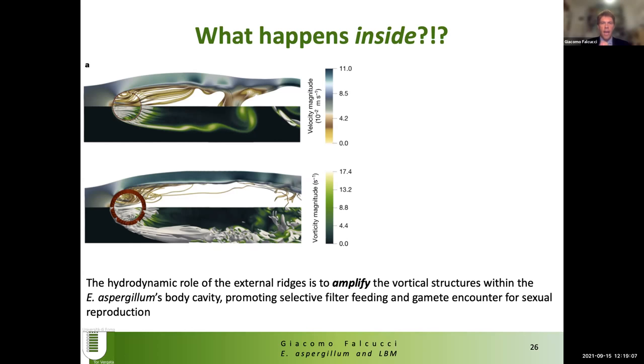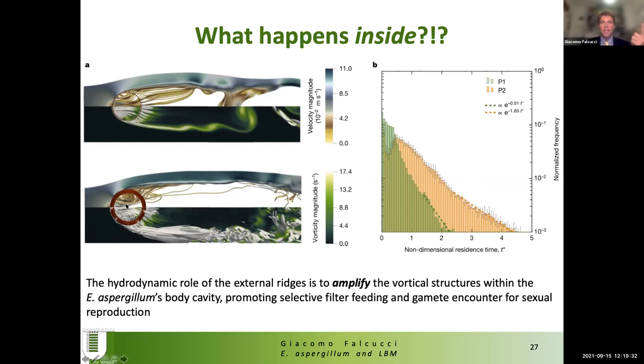So these ridges must have a hydrodynamic function as well, which, as we saw by measuring the vorticity, the helicity, and the Q values inside the body cavity of this sponge, is to amplify the vortical structures inside the body cavity in order to do what? To increase the residence time of the flow inside the body cavity. And this is a purely biological benefit, because increasing the residence time provides more time for the sponge to feed and for gamete encounter for sexual reproduction.